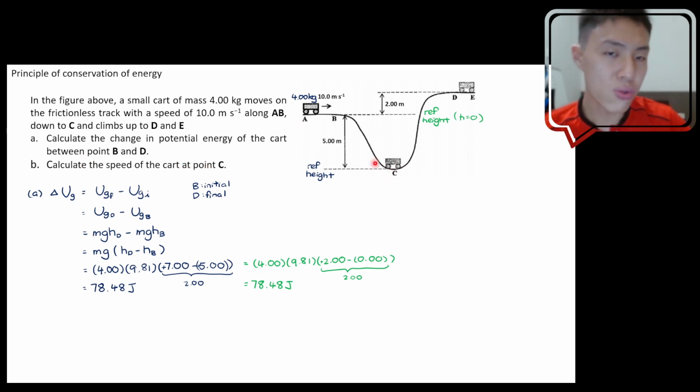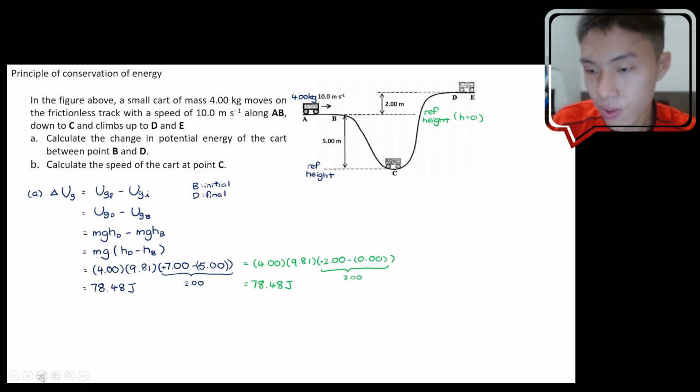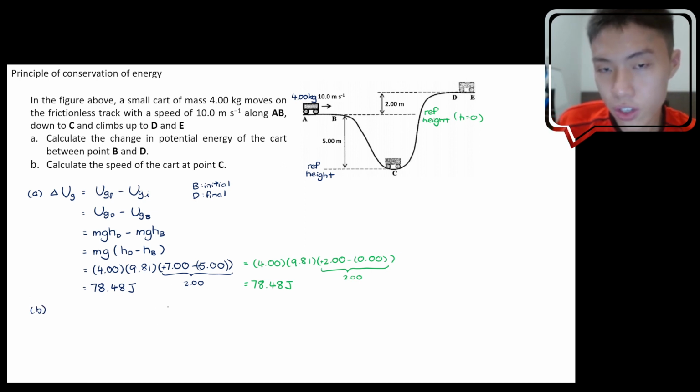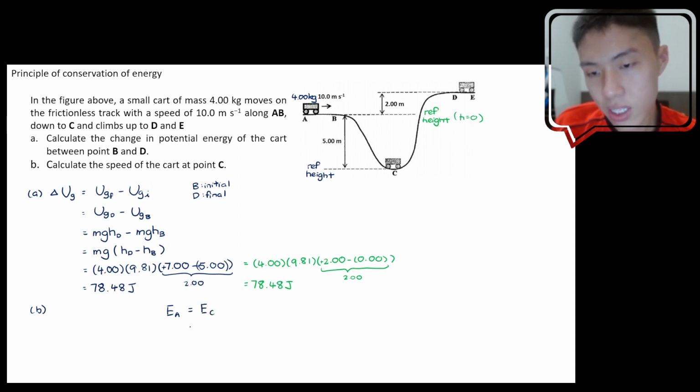You know that throughout the journey over here, you should have your mechanical energy being conserved. So the mechanical energy at point A and B should be the same as the mechanical energy at point C. Because of that, you can equate the mechanical energy at these 2 points. So you can say that E at point A is equals to E at point C.